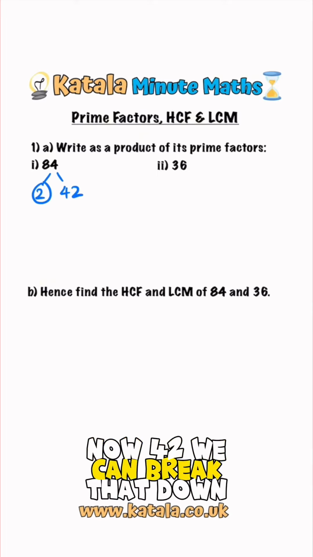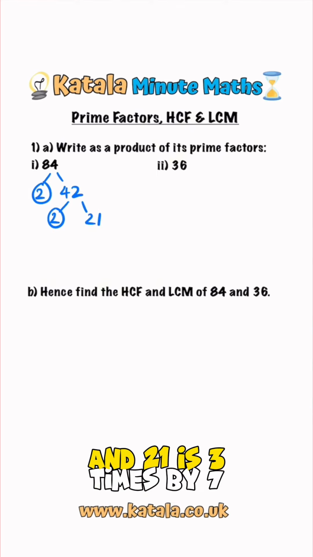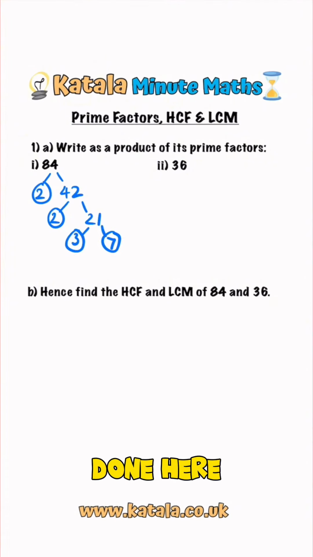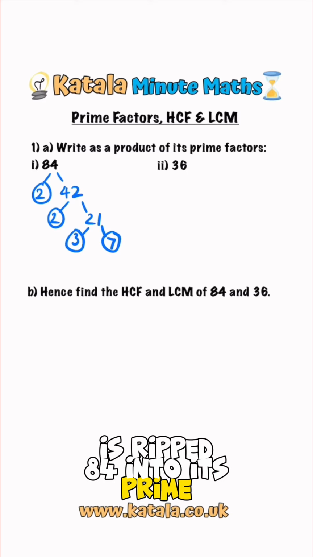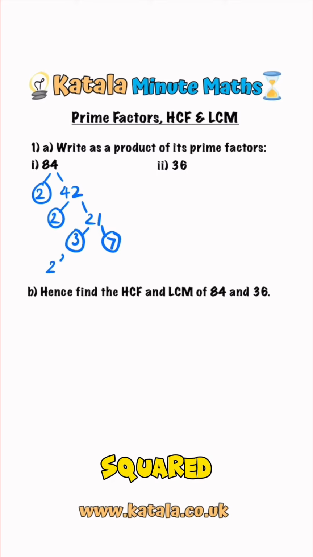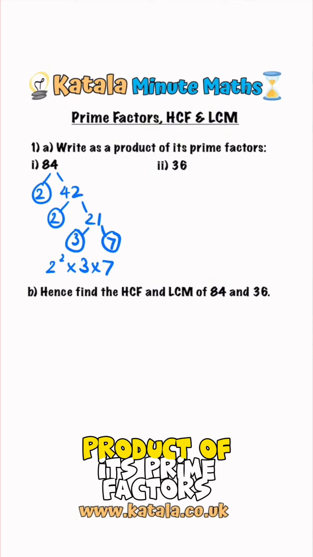Now 42, we can break that down further and say that's 2 times by 21. 2 again is prime, and 21 is 3 times by 7, and they're both prime, so we'll put circles around those. So what we've essentially done here is ripped 84 into its prime factors. So 84 we can see is made up of 2 times 2 times 3 times 7. And we can write that as 2 squared times 3 times 7. That's what it means to write something as a product of its prime factors.